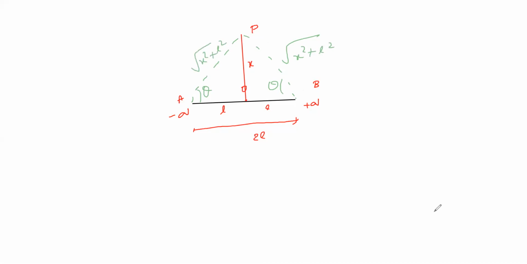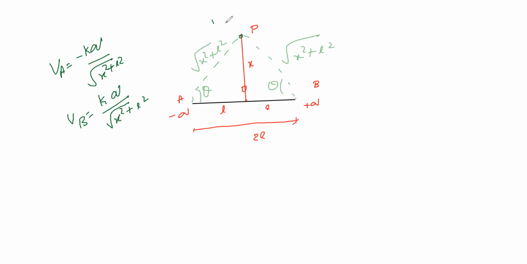This is your relation. Now, first of all, we'll see VA. VA is equal to minus KQ by square root of X square plus L square. And VB is equal to plus KQ by square root of X square plus L square. This is your relation at the P point. At the P point, the potential V is equal to VA plus VB.